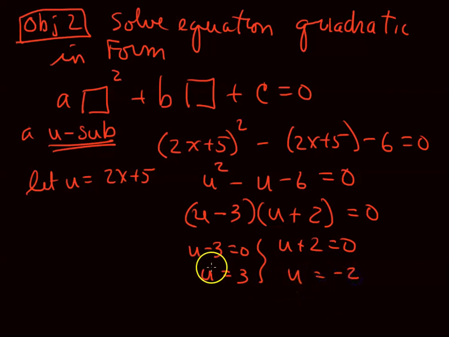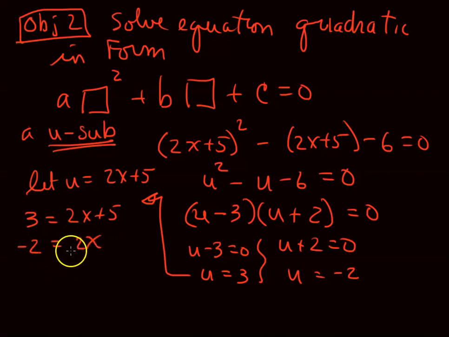That's what u is. Now we go back up here and change it back into terms of x. So if I have 3 equals 2x plus 5, subtract the 5, you get a negative 2 equals 2x. Divide by 2, you get a negative 1 equals x.